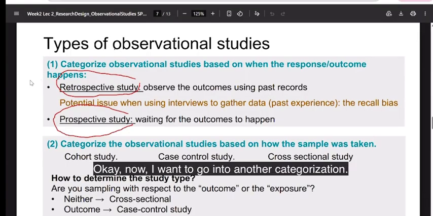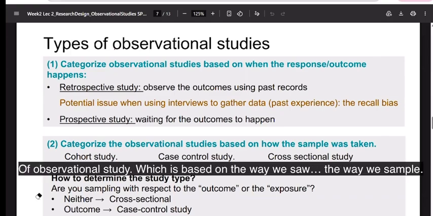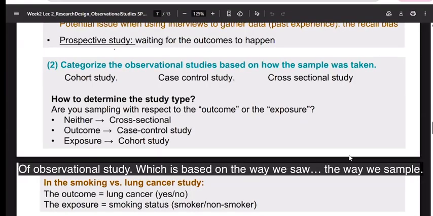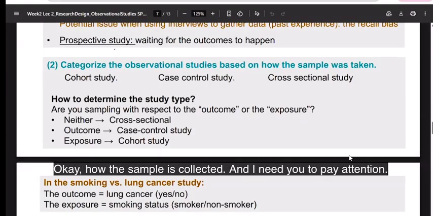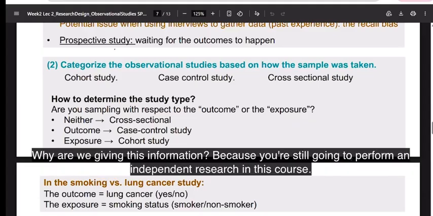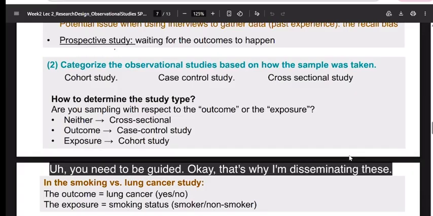Now I want to go into another categorization of observational study, which is based on the way we sample, how the sample is collected, and I need you to pay attention. Why do we give you this information? Because you're still going to perform an independent research in this course, and you need to be guided. That's why I'm disseminating this.